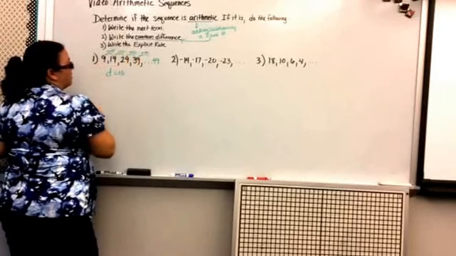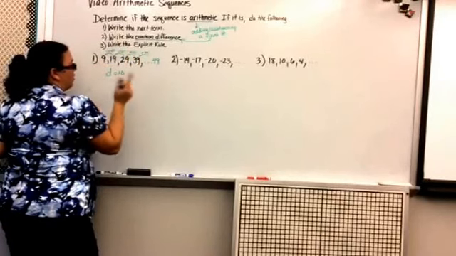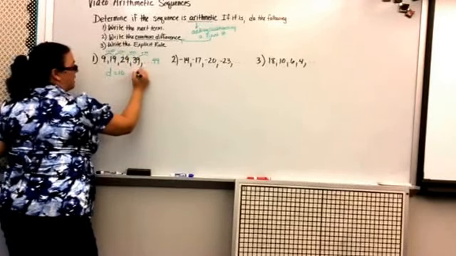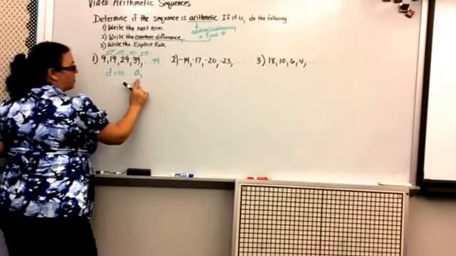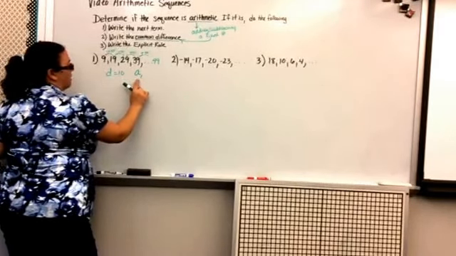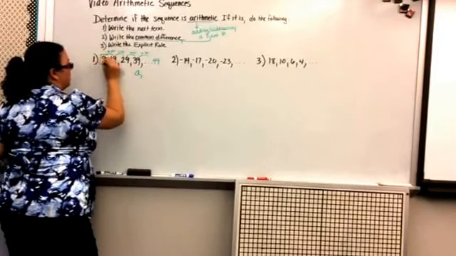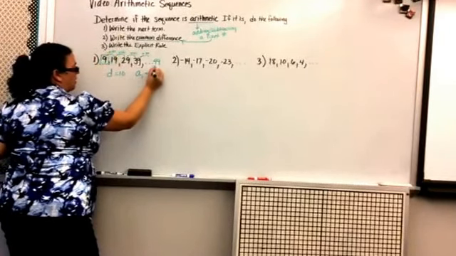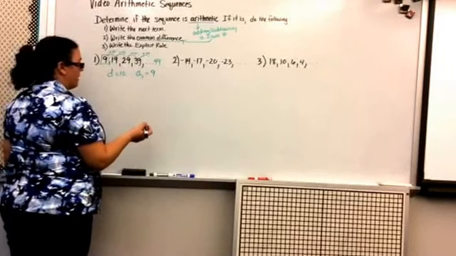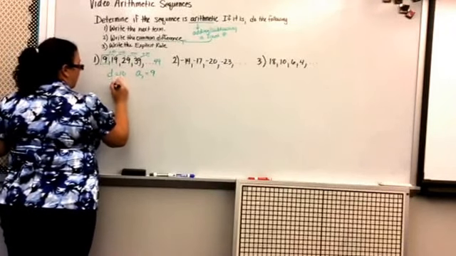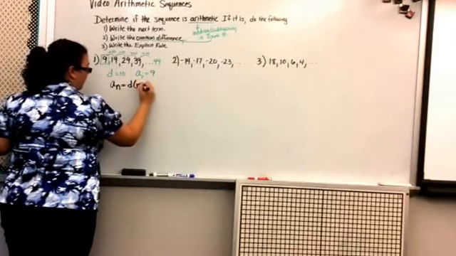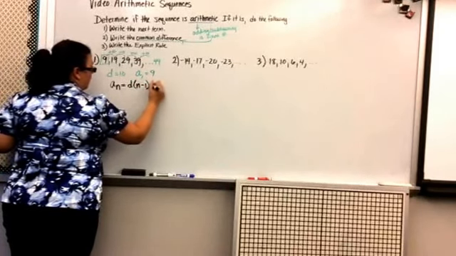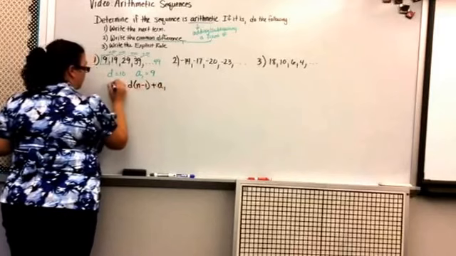And then I need to write the explicit rule. The other piece of information we need to know for writing the explicit rule is the a sub 1. a sub 1 is the first term in the sequence. So the very first number in our sequence is 9, so that is my a sub 1. When I go to write the formula for my explicit rule, we start with a sub n equals d parentheses n minus 1, plus a sub 1.